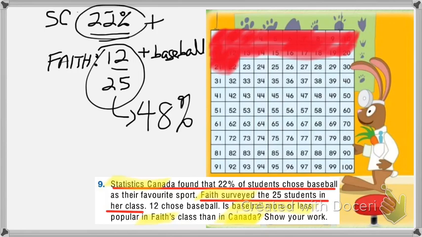So Stats Canada found that 22% of Canadians love baseball. So in the question again, going back, it says, is baseball more or less popular in Faith's class than in Canada? It's a definitive yes. It's more popular in Faith's class. By how much? How would we find that out?